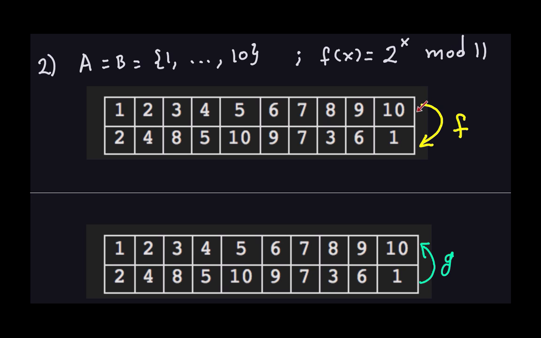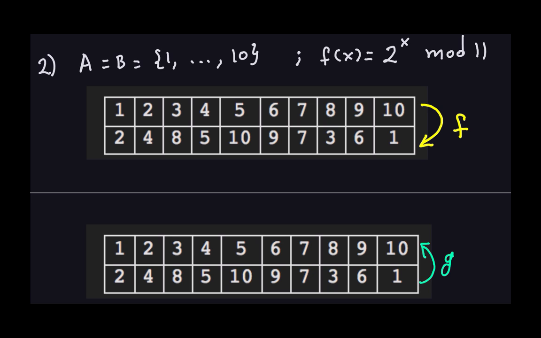Now this chart, this table, tells me what the function actually does, coming from this expression here. So for example, if x is 1, 1 goes to 2, because it's 2 to the 1 modulo 11, which is 2. And if you look at, for example, 8, that would be 2 to the 8 modulo 11, and that will give me 3.